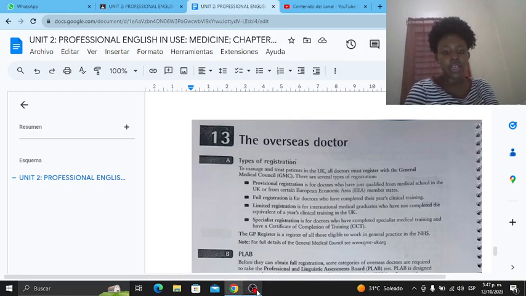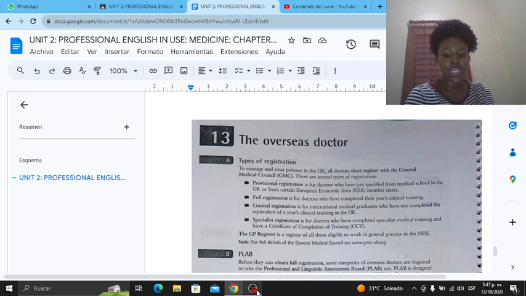13. Overseas doctors. Types of registration. To work with patients in the UK, doctors must register with the General Medical Council (GMC). There are several types of registration.